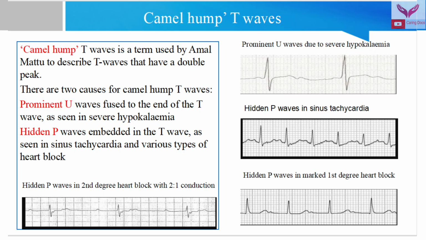Camel hump T waves is the term used by Amal Mattu to describe T waves that have a double peak. There are two causes of camel hump T waves: prominent U wave fused to the end of the T wave as seen in severe hypokalaemia, and hidden P waves embedded in the T wave as seen in sinus tachycardia and various types of heart block.